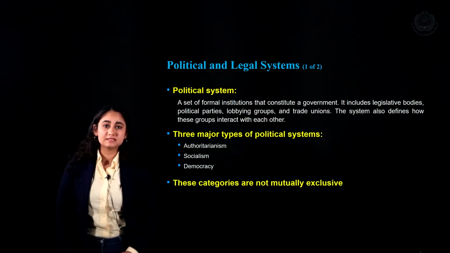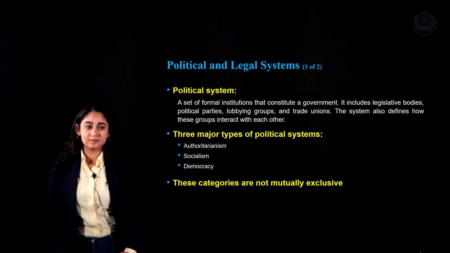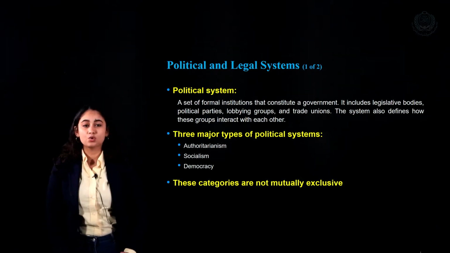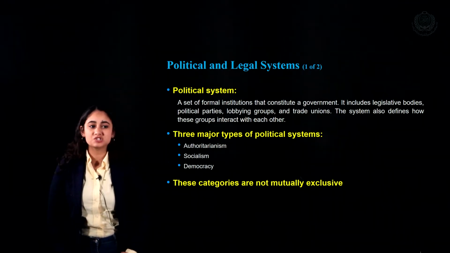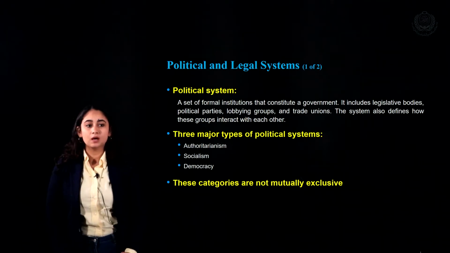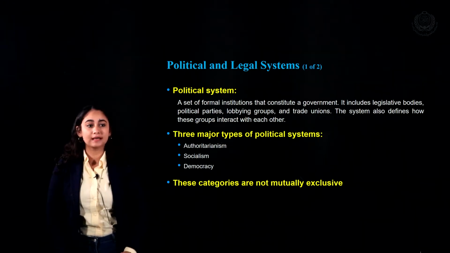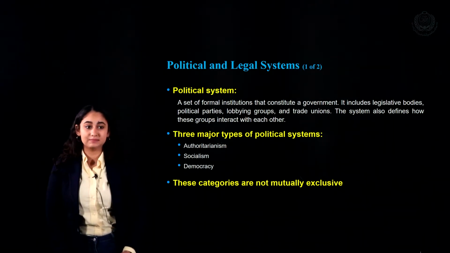To start off, let's discuss the theoretical elements of political and legal systems. What is meant by a political system? Usually, a political system can be simply defined as a formal institution that constitutes a government. Politics is usually related to the government in any nation. It includes legislative bodies, political parties, lobbying groups such as the parliament and so on, and trade unions. The system also defines how these groups interact with each other. This is what a political system is basically made of.